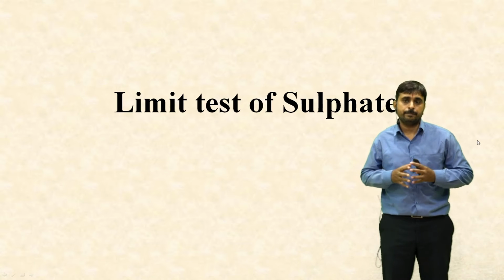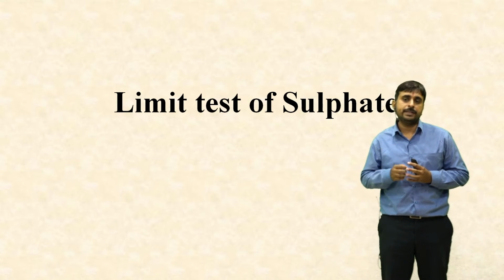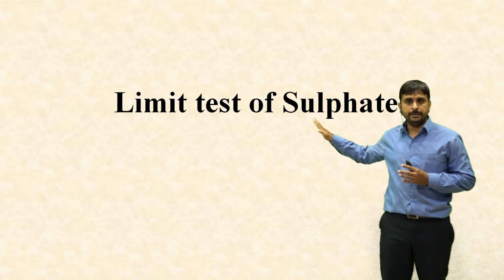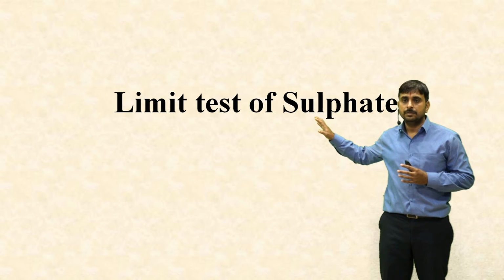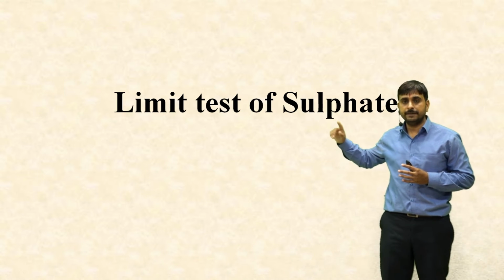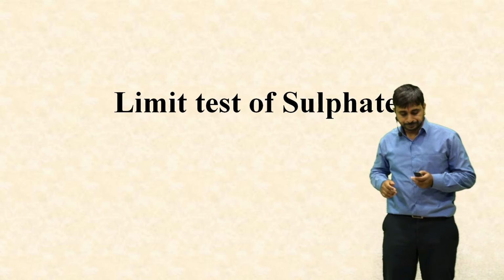Now, the next impurity that we are going to study is sulfate. It is the limit test of sulfate. We have already studied the limit test of chloride, and we have observed the differences between the opalescence of standard and test sample. Now, we will study the limit test of sulfate in the same sample which we have studied for the limit test of chloride.